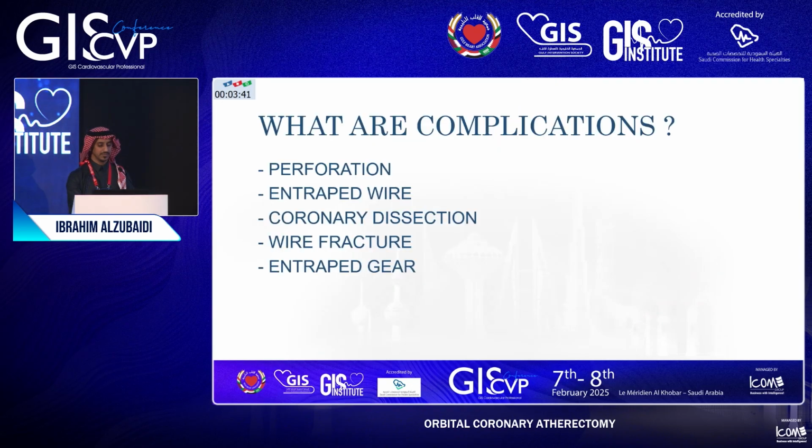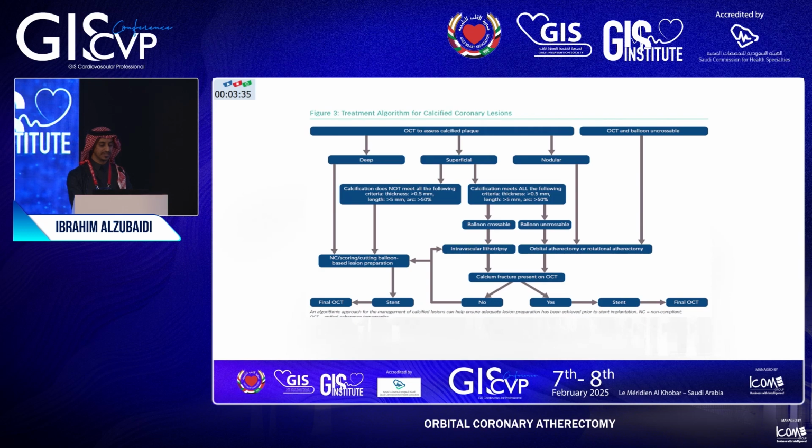Okay, here are the complications that might happen: perforation, dissection, wire entrapment. And here is the algorithm for the calcified lesion. If by OCT we can say that it's deep calcification, we can go with the NC scoring balloon or cutting balloon. If it's successful and the lesion is prepared, we can go for stenting.